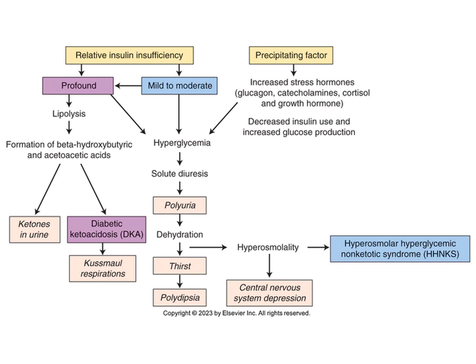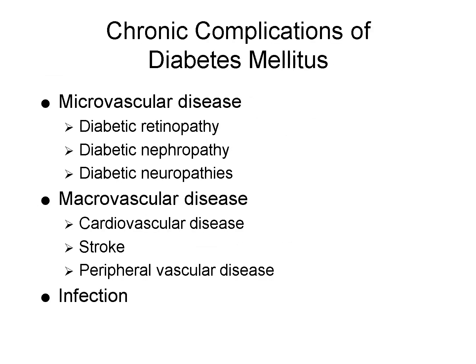Both conditions require rapid fluid resuscitation, insulin therapy, and correction of electrolyte disturbances. Over time, chronic hyperglycemia damages blood vessels, nerves, and immune defenses. Microvascular complications include retinopathy, nephropathy, and neuropathies, which are major causes of blindness, kidney failure, and limb amputation. Macrovascular complications involve the large arteries and lead to cardiovascular disease, stroke, and peripheral vascular disease. Infections are also more common due to impaired immunity and poor wound healing.